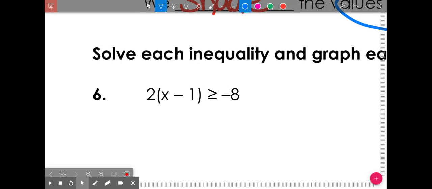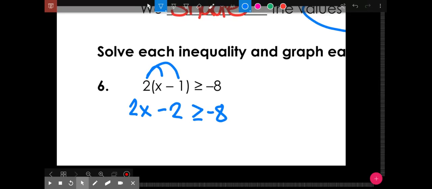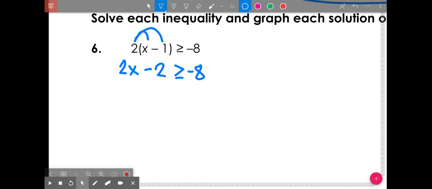All right, let's look at this first one. We cannot combine the x and the -1 because they are not like terms. So do not combine those. You'll make the math gods angry. You have to distribute this 2 to get rid of these parentheses. So we get 2 times x, that's 2x. 2 times -1, that's -2. Okay, we're going to get rid of the -2 here by adding 2 to both sides.